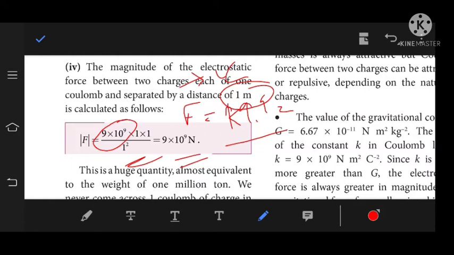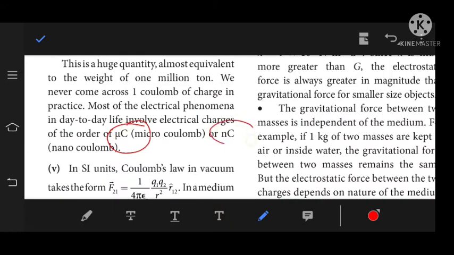But practically it is a very large force. Imagine 1 ton is equal to 1,000 kg, so 1000 into 10 power 6 is equal to 10 power 9. So it is 1 million tons. This huge force is almost equal to 1 million tons of force. So we always use smaller units like micro coulomb and nano coulomb. We never use 1 coulomb charges in practice, because it produces a force of about 1 million tons.